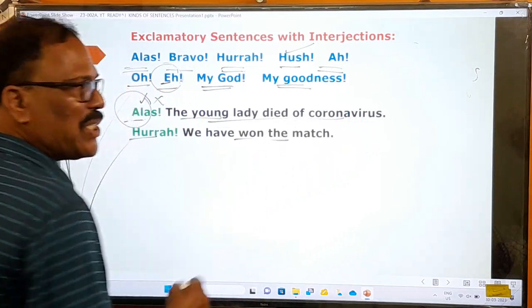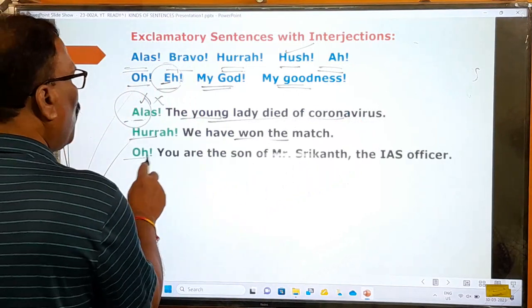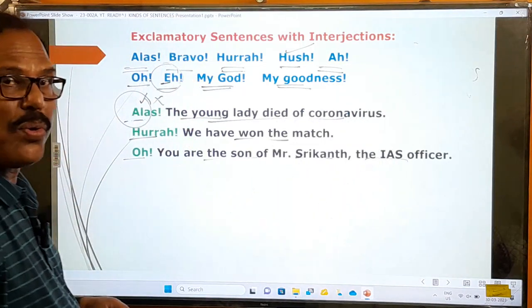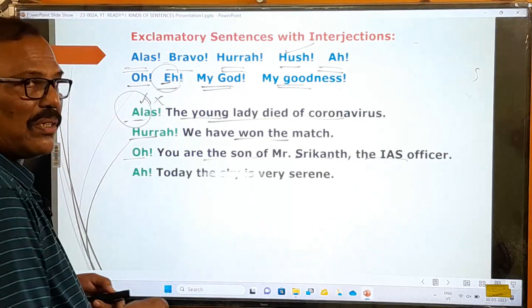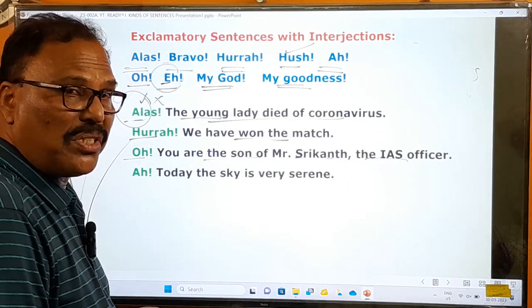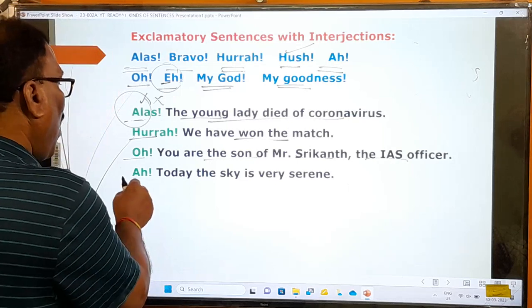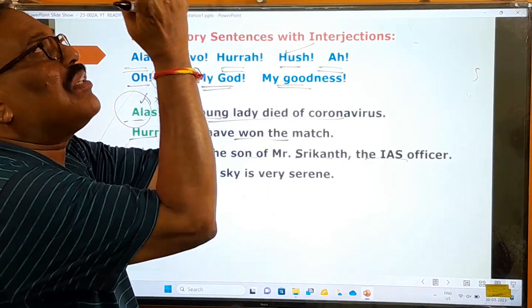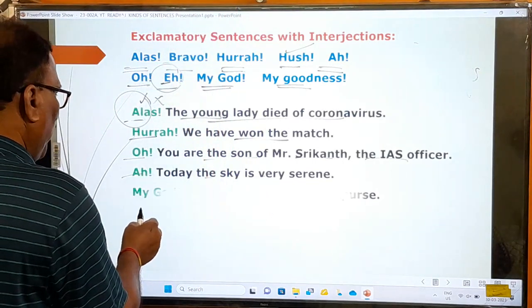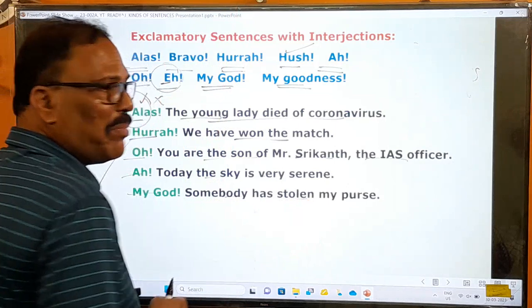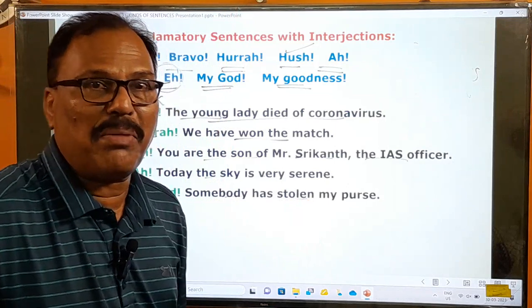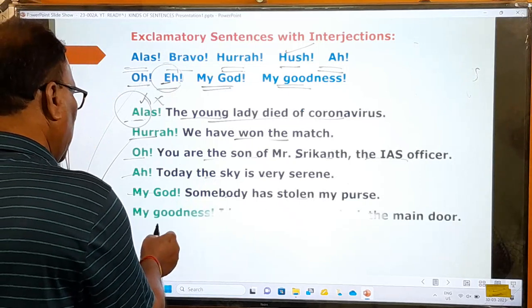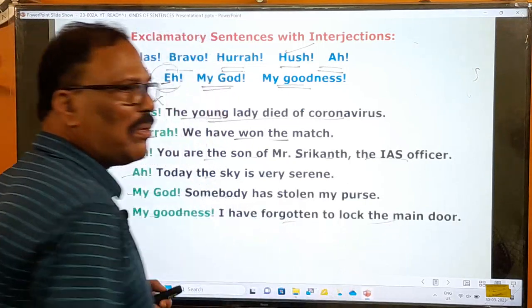Hurrah, we have won the match. Okay. And then, oh, you are the son of Mr. Shrikant, the IAS officer. Oh, right. Oh, you are the senior. You are the senior student of this college. Oh, today the sky is very serene. Serene means clear, without clouds and all that. Okay, and my God, somebody has stolen my purse. So, my God, you use it in different cases like that. My goodness, I have forgotten to lock the main door.